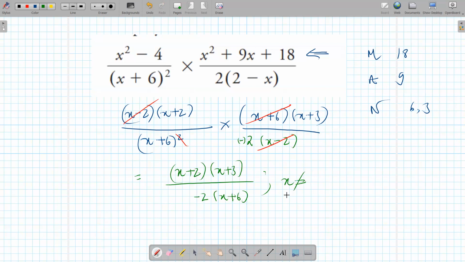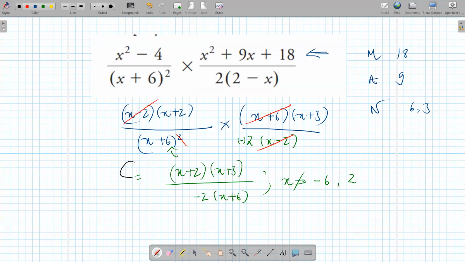X can't be negative 6 over 2, negative 2. X can't be negative 6, okay? Or positive 2. Is that what you said? Yeah, that is it. Easy peasy, right? Okay, trick question.